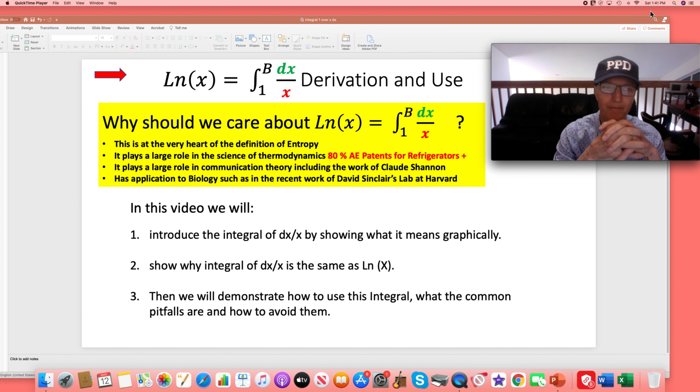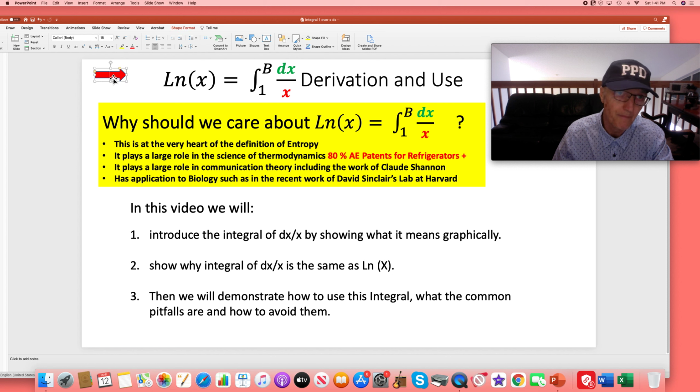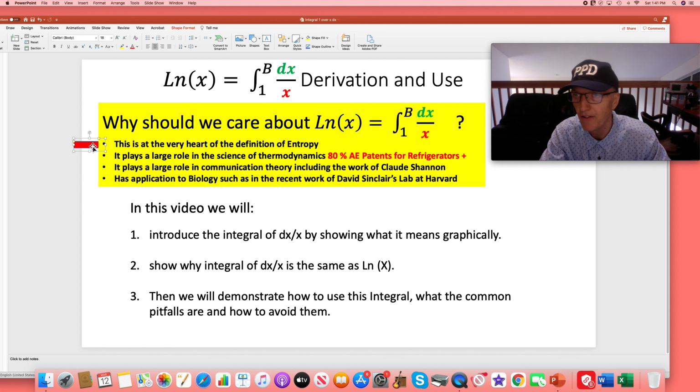Hello everyone. Today I'd like to introduce ln x is equal to the integral of 1 over x dx, derivation and use. So first of all, why should we care about the integral of 1 over x dx being equal to ln x? Well, one reason is that this is at the very heart of the definition of entropy.